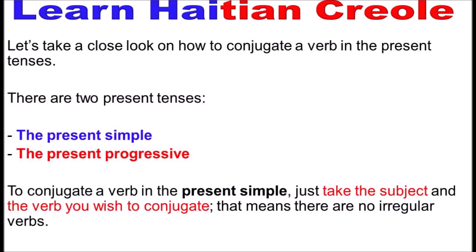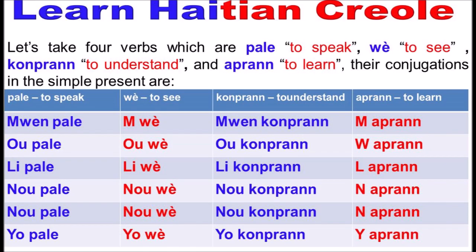Let's take a close look on how to conjugate a verb in the present tenses. There are two present tenses in Haitian Creole: the present simple and the present progressive. To conjugate a verb in the present simple, just take the subject and the verb you wish to conjugate. That means there are no irregular verbs. Let's take four verbs which are parler, to speak, ouais, to see, comprendre, to understand, and apprendre, to learn.